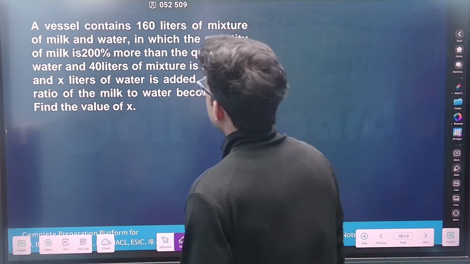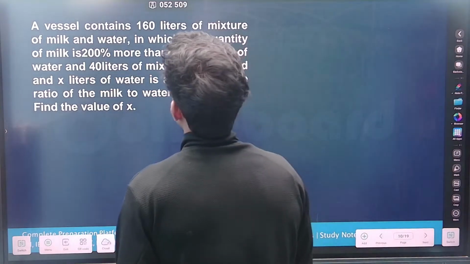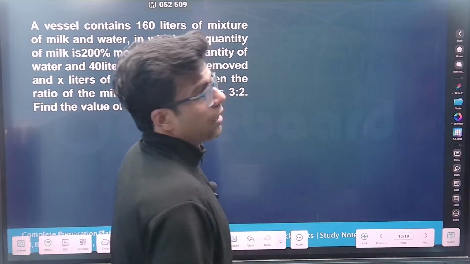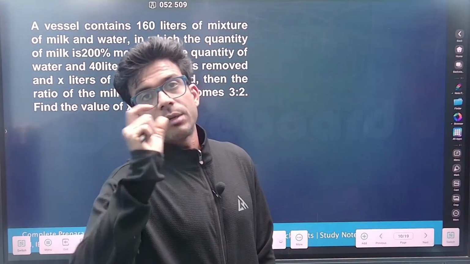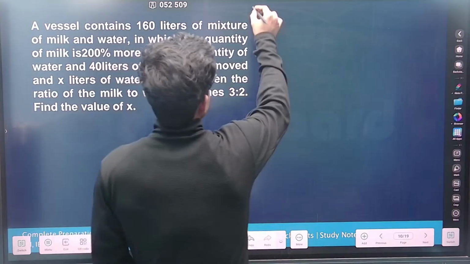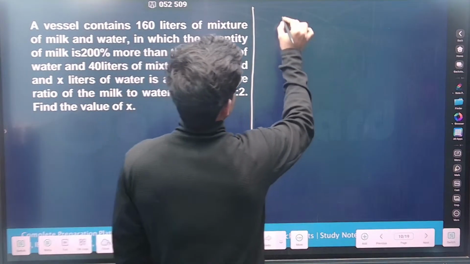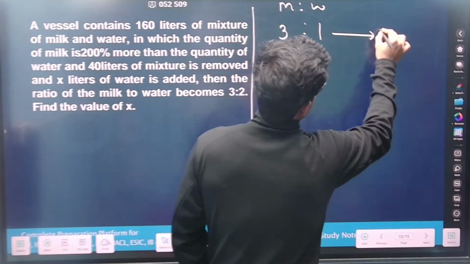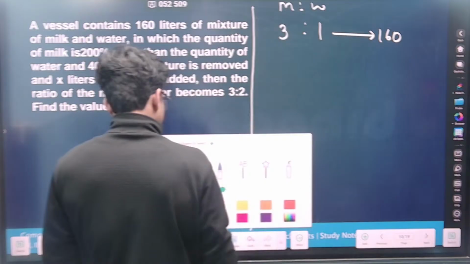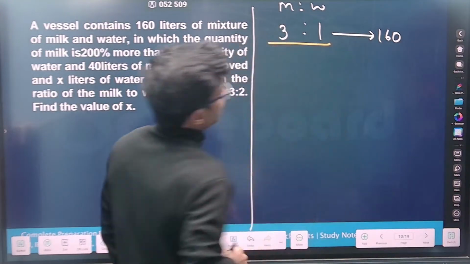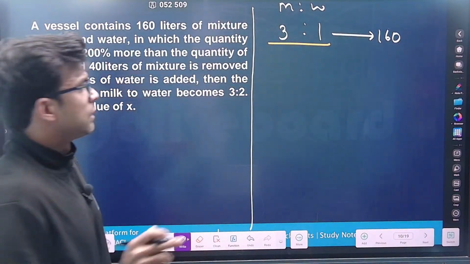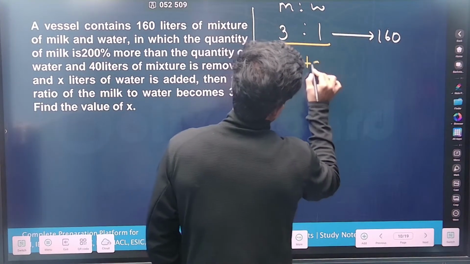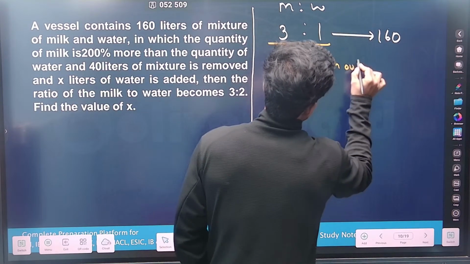A vessel contains 160 liters of mixture of milk and water, in which the quantity of milk is 200% more than the quantity of water. Can I say from here logically what I can say? The milk and water, if this is 3, this would be 1, and the total quantity is 160. This is the first point that you need to understand. Correct? Now they are saying 40 liters is taken out. Suppose this is taken out.